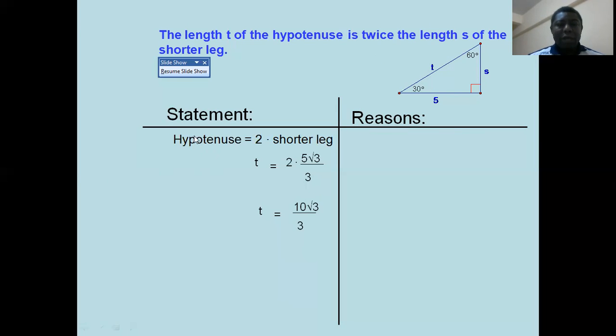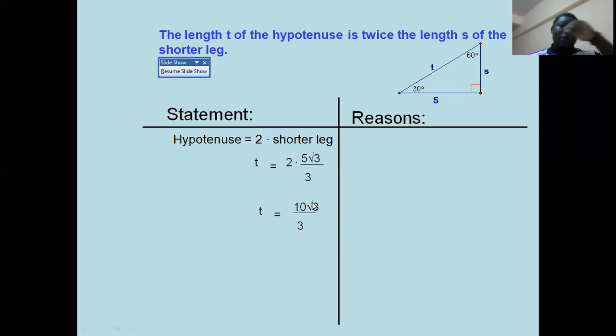Now, the hypotenuse is equal to 2 times the shorter leg, which is s. So the hypotenuse t is equal to 2 times 5 square root of 3 over 3, and since 5 times 2 is 10, t is equal to 10 square root of 3 over 3. So this is the value of t.